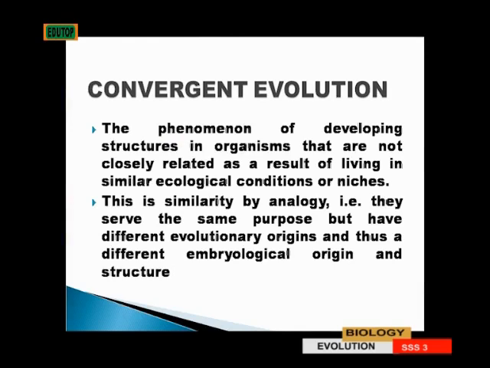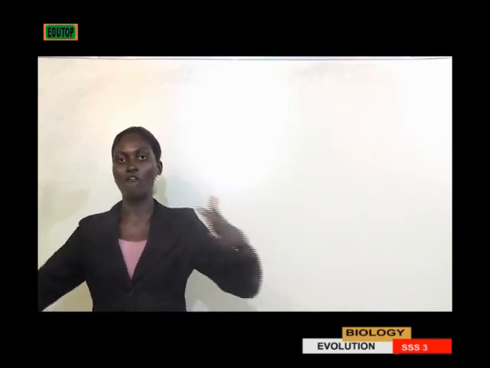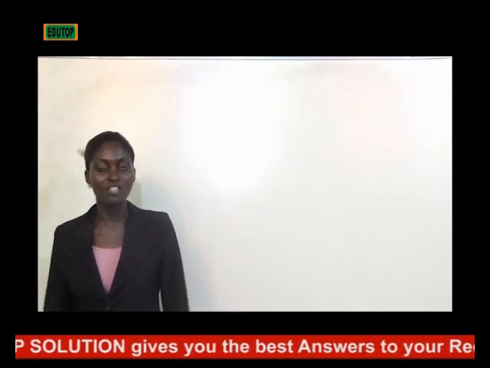That is, they serve the same purpose, but they have different evolutionary origins and thus a different embryological origin and structure. They don't have the same origin, but now, after living together in the same ecological condition and niche, they are having the same purpose. They are looking alike, so they are converging, just as you have in your light.